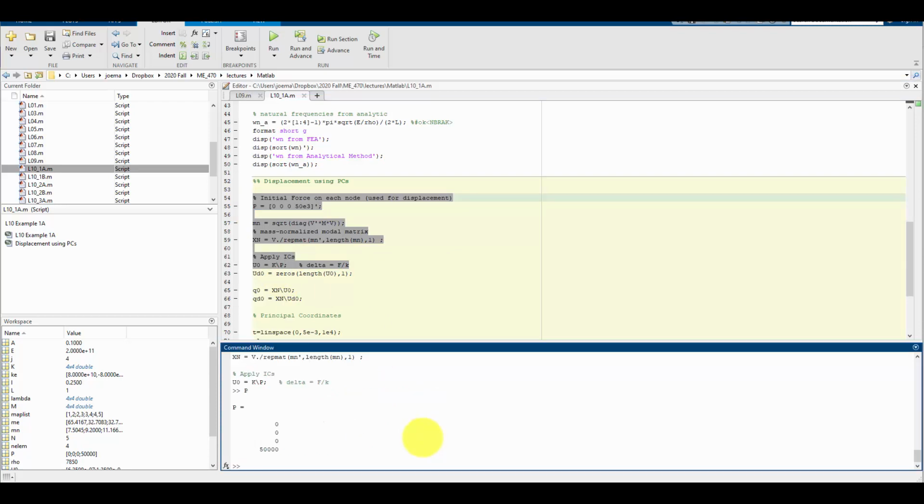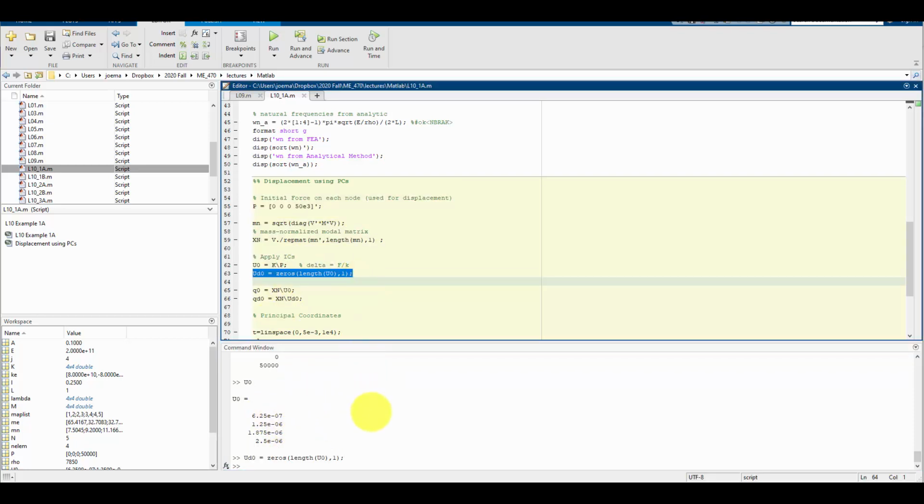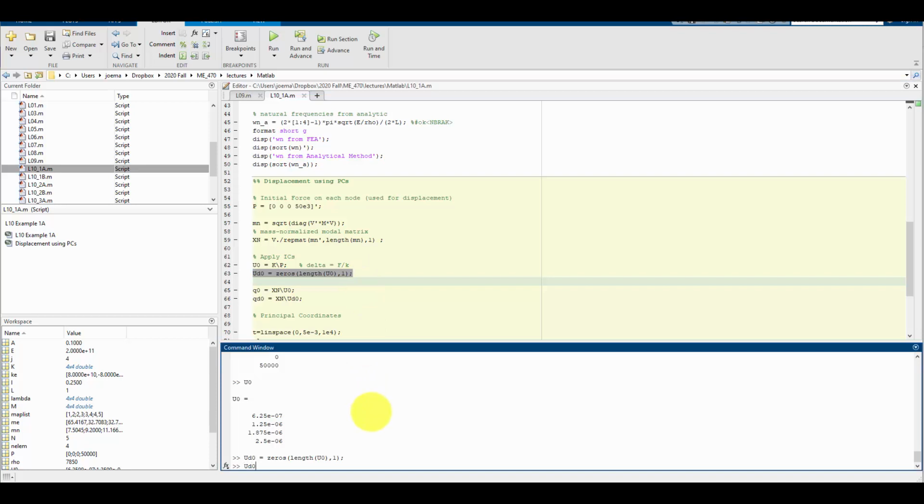So P was that forcing. I'm only applying the applied load on the end there. So U0, those are my initial conditions on U2, 3, 4, and 5. And then my initial velocities, well, they're all 0 because we are starting at rest. So that is also 0 velocity on U2 dot, U3 dot, U4 dot, and U5 dot.